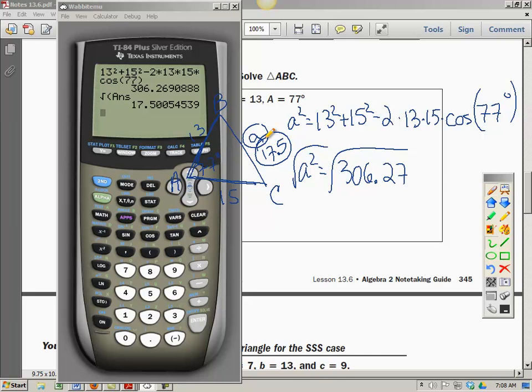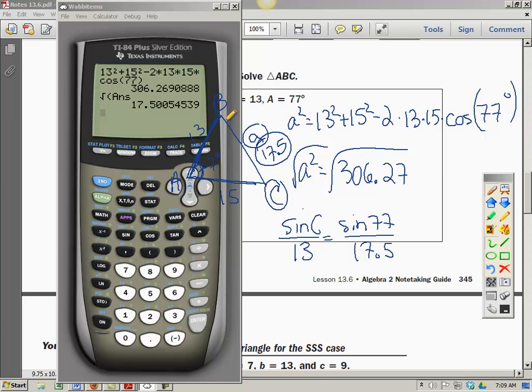Now from there, looking at all those side lengths, they're all pretty close to each other. And so for that reason, I don't think you're going to get an obtuse angle in this triangle. But again, it makes sense to me to find angle C because that would be across from the smallest side. So I know that's going to be an acute angle. It's got to be less than 77 degrees. So I would take the sine of angle C over 13 is equal to the sine of 77 over 17.5, because that's my missing side.